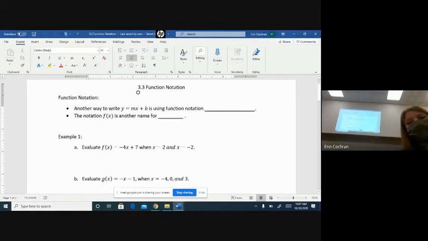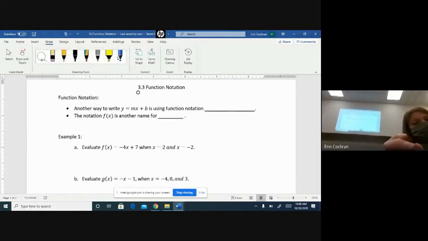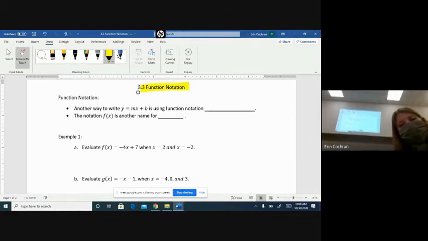All right. Function notation. For some reason, people always screw up function notation. And I'm going to try to make it as easy as possible for you. Normally, you guys see equations of y equals like 2x plus 3. Y equals 5x plus 3. Function notation changes the y and just puts f of x. So f of x equals mx plus b.